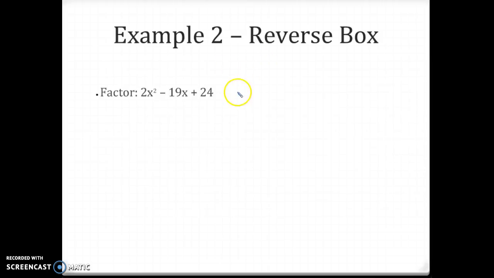First thing I'm going to do, multiply a and c. So 2 times 24 is 48. We're going to kind of come back to that later on. Then I'm going to make my box. I know it's going to be a 2 by 2 box.